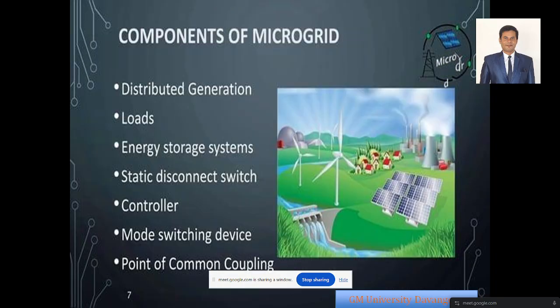We have the loads, we have the controllers, we have the static disconnecting switch, the energy storage system, that is a battery, and switching devices also, that is, power electronic devices will be there for the switching. For converting and controlling, we require the power electronic switching devices, right. All these will be interconnected for the proper reliability purpose.